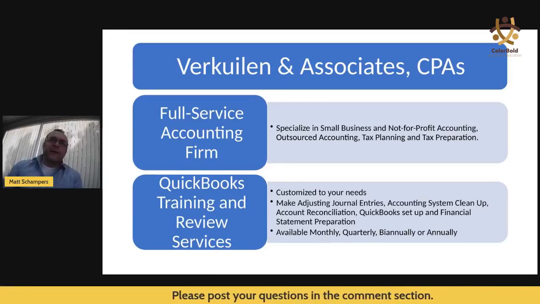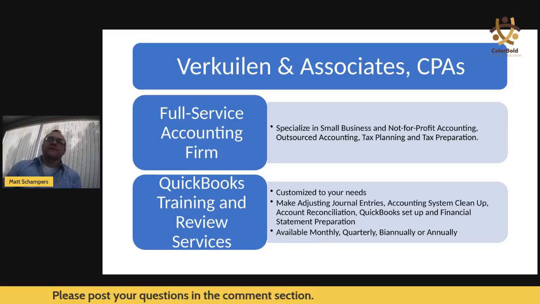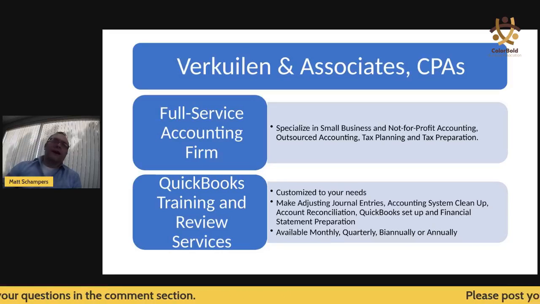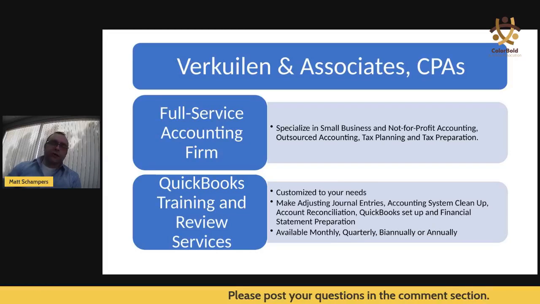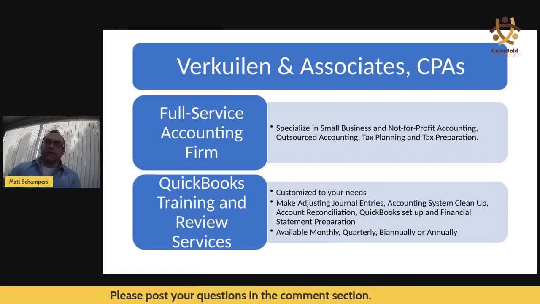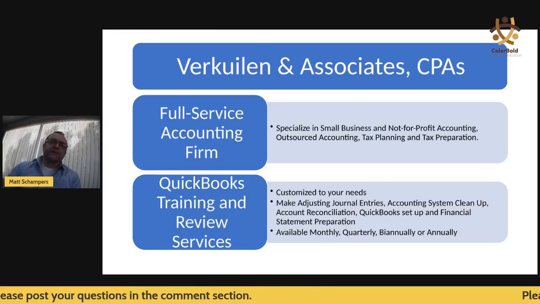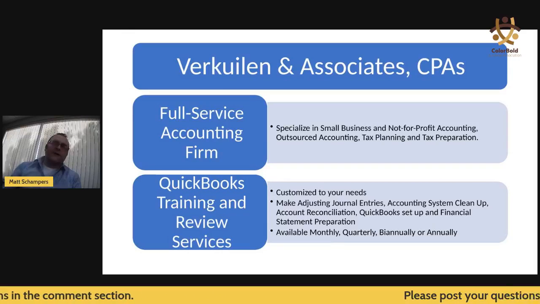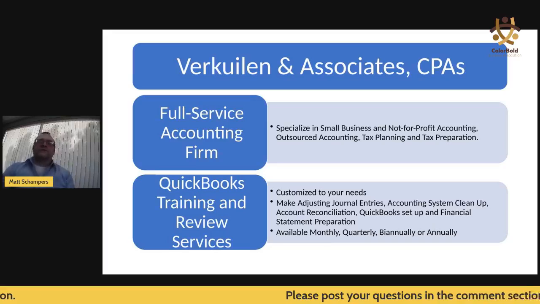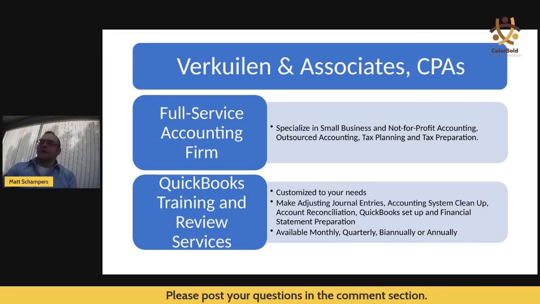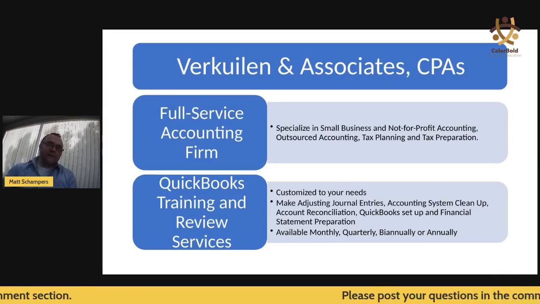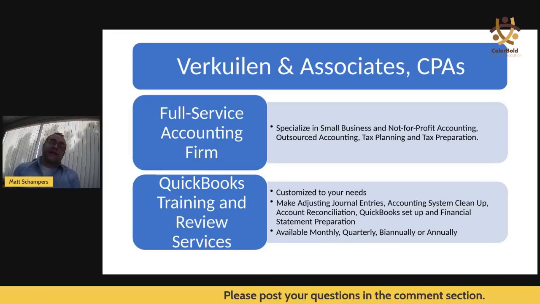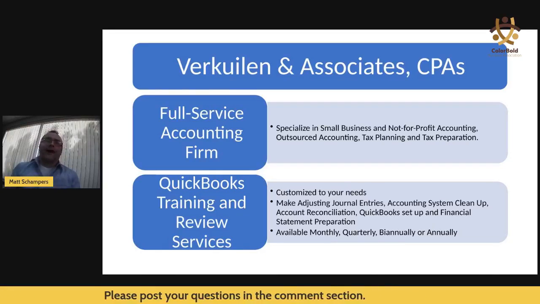I'm Matt Schampers from Verkuilen and Associates CPAs. We're a full-service accounting firm. We specialize in small business and not-for-profits. The businesses we work with range from a sole proprietor with no employees up to about 30 or 40 employees, and anywhere from $10,000 in revenues to $5 million in revenue. Bigger than that, you're usually looking at a bigger accounting firm. We do some outsourced accounting, tax planning, and tax preparation. As you can imagine, right now is tax time, so that's what we're up to our eyeballs in.